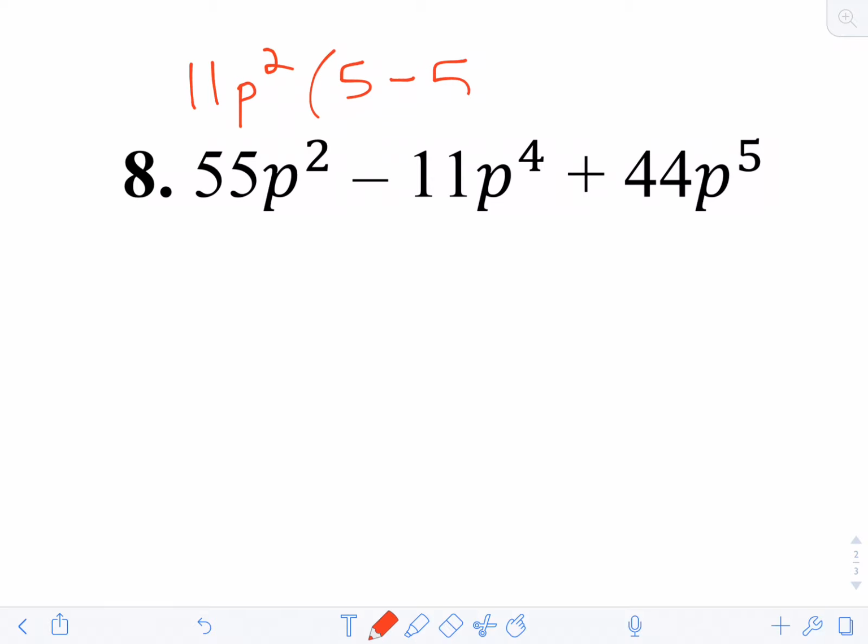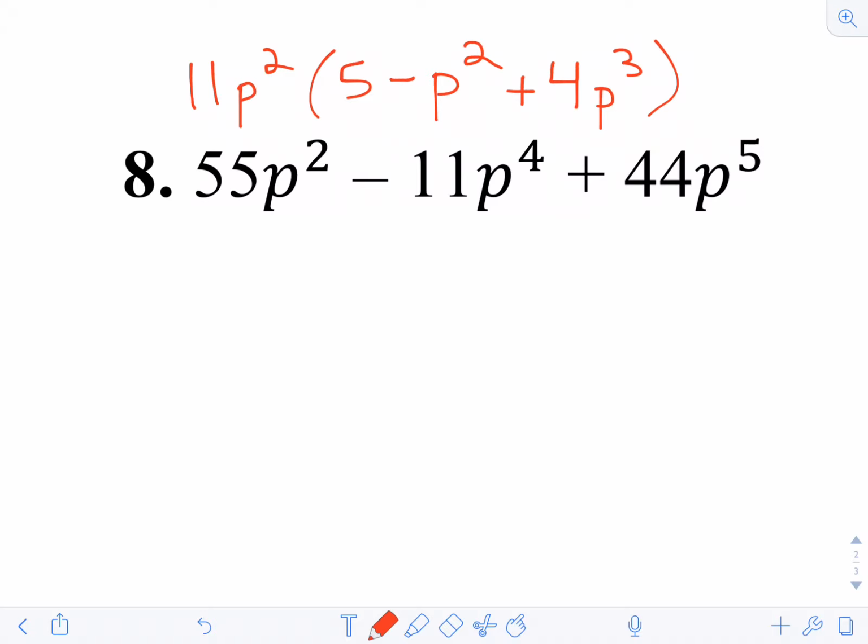Here I have minus, or sorry, not minus 5. Here I only have minus 1 because I took out the 11. And I took out 2 p's, so I have 2 left. Here I have 44 divided by 11, which is 4. Since I took out 2 p's, I would only have 3 left. Now, if you can't do that and see that in your head, that's completely fine.